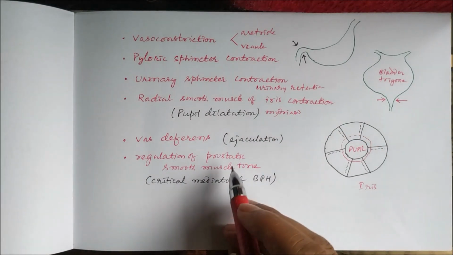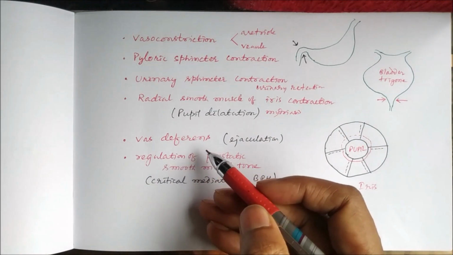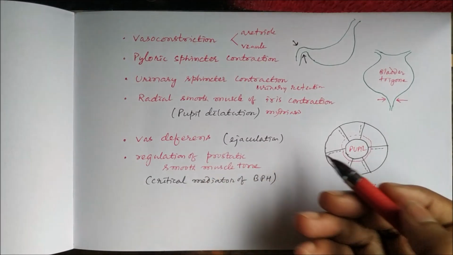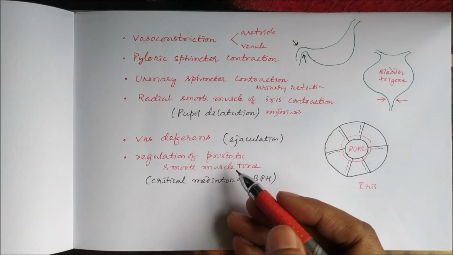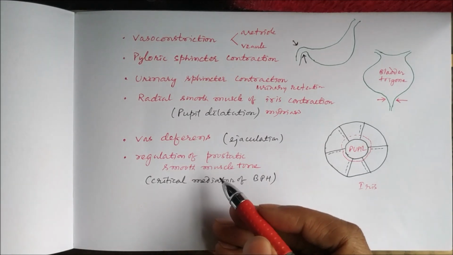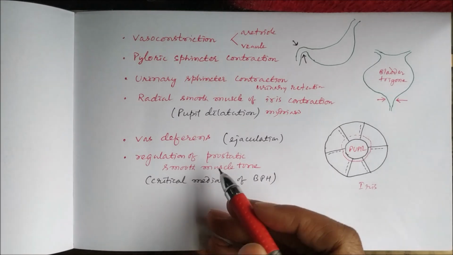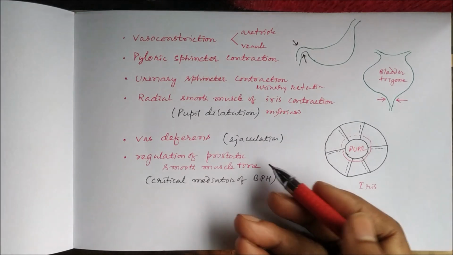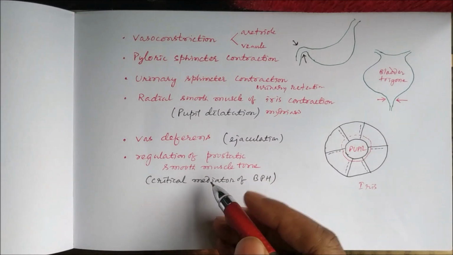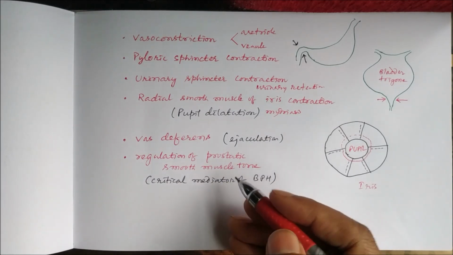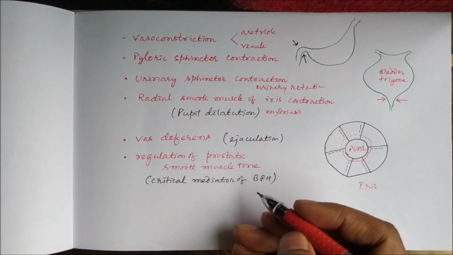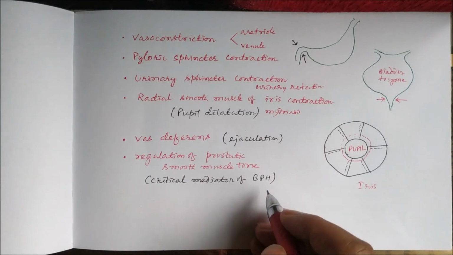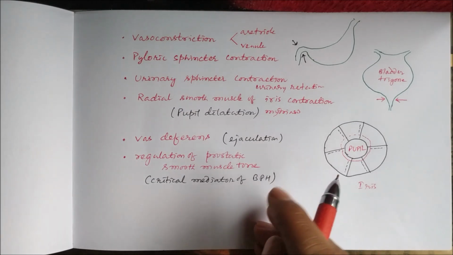In the vas deferens, again smooth muscles are there, and contraction of the vas deferens will result in ejaculation of semen. In the prostate, the regulation of smooth muscle tone is done, and again the receptor involved is the alpha 1 receptor. So the alpha 1 receptor is a critical mediator of benign prostatic hyperplasia. So you can use alpha 1 blockers in the treatment of benign prostatic hyperplasia.